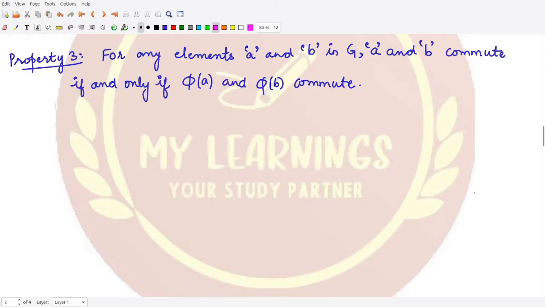In this video we are going to study the next property of isomorphism, which states that if we have an isomorphism phi defined from some group G to the same group G, then if we take two elements A and B from the group G, A and B would commute if and only if their mappings phi of A and phi of B commute, and vice versa. If phi of A and phi of B commute with each other, then A and B also commute with each other. So let's move ahead and prove this.